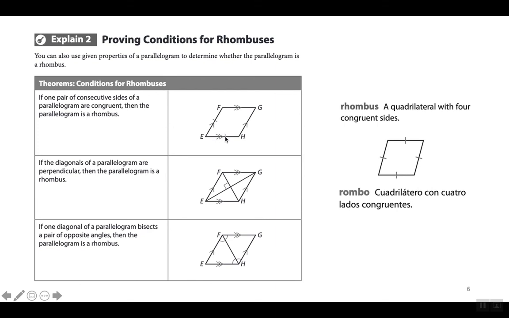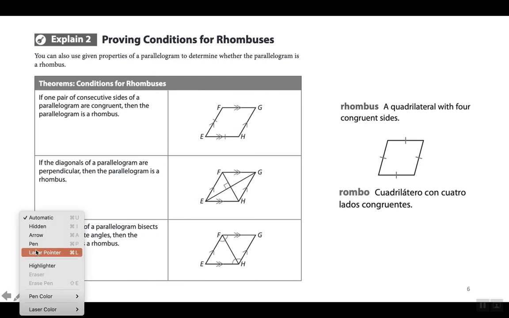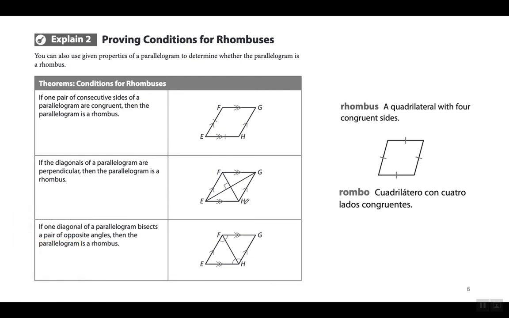It's a rhombus. Okay. Number 2, if the diagonals of a parallelogram are perpendicular, then the parallelogram is a rhombus. If the diagonals are perpendicular, remember perpendicular means they create a 90-degree angle, then just with that we could determine that it's a rhombus.